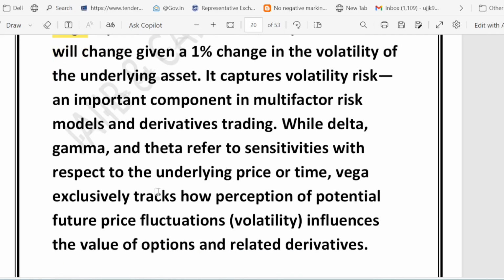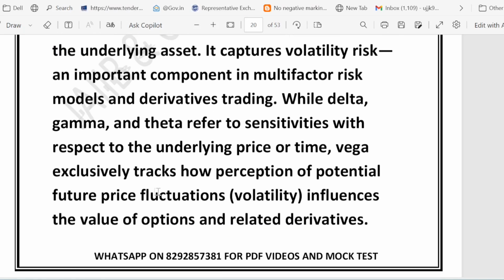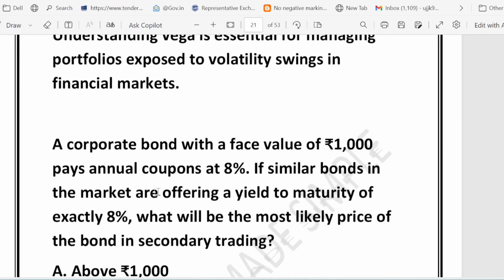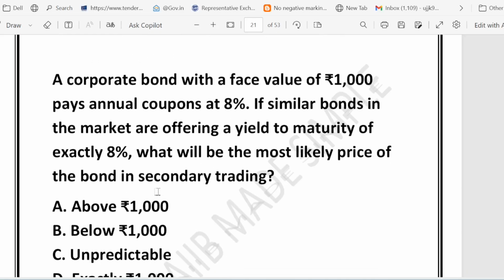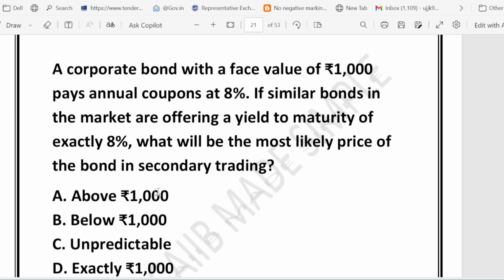Now friends, let's look at the next question that we have. This question is regarding a corporate bond. A corporate bond having a face value of 1000 rupees pays an annual coupon at 8%. If similar bonds in the market are offering a yield to maturity of exactly 8%, what will be the most likely price of the bond in secondary trading? There are four options they have given: above 1000, below 1000, unpredictable, exactly 1000.